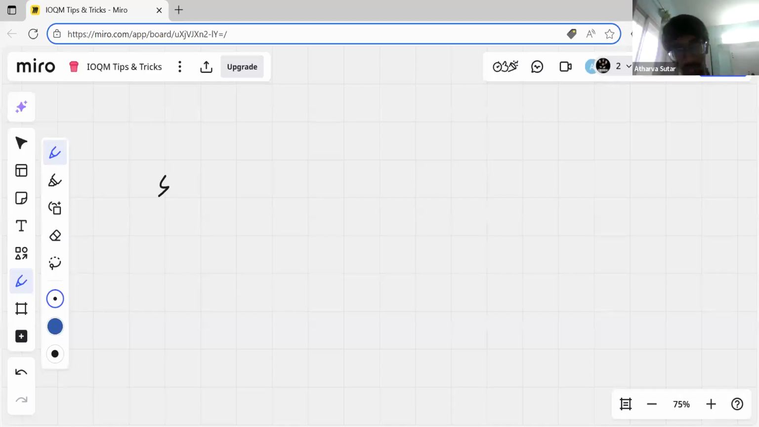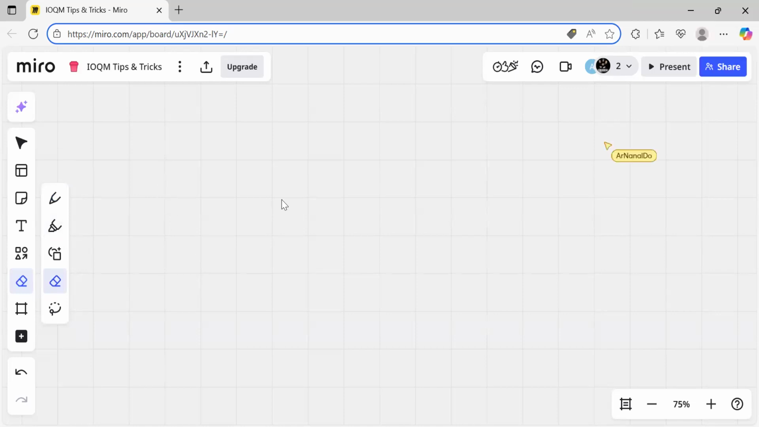Everyone can see the mirror, right? Yeah, it's there.